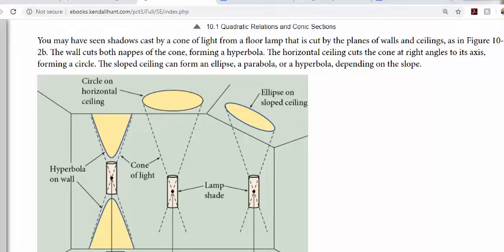But basically, by the time we're done, you should be very familiar with the equations of circles, equations of ellipses, equations of hyperbolas, and equations of parabolas. Okay, so moving on from there, we are going to look at our handout here.